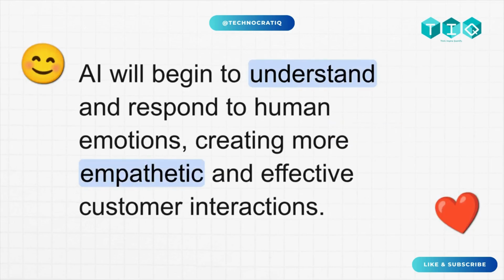And this last one, this might be the most powerful leap of all. We're talking about AI that will begin to understand and actually respond to human emotion. By analyzing our tone of voice and the language we use, it could lead to far more empathetic and effective conversations, building what feel like genuinely deeper relationships.